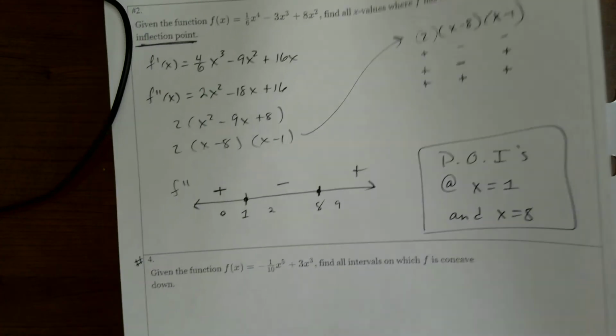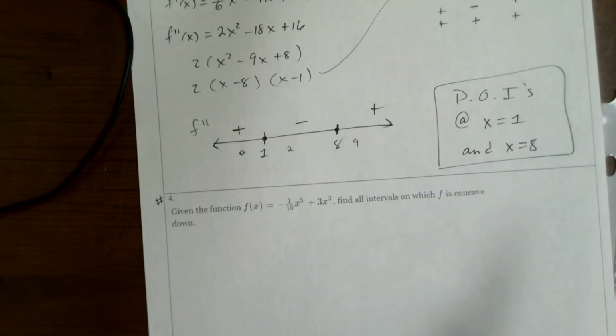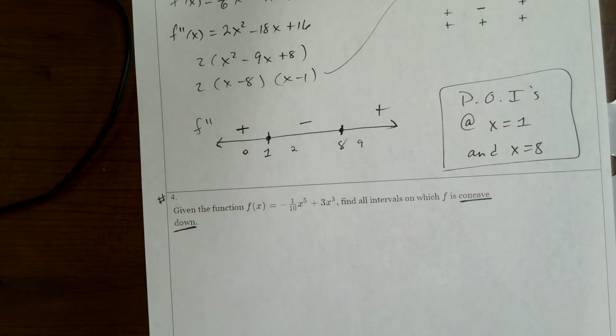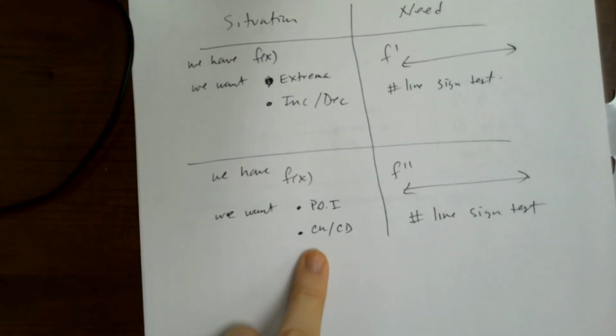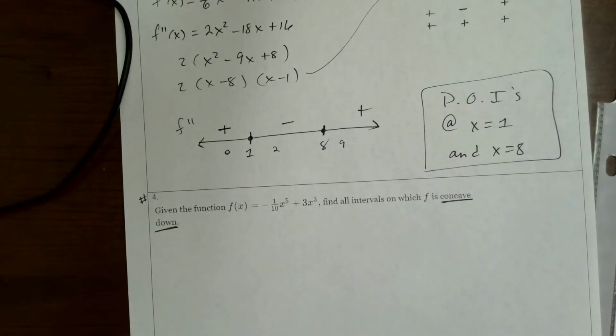Okay, now, given this function, find all intervals on which f is concave down. If they're asking you about concavity, concave up or concave down, you need the f double prime number line sign test. That means you find f double prime, you find its zeros, you put them on a number line, and then you pick testing points in all the intervals, and then from there you could tell f double prime's sign on those intervals.